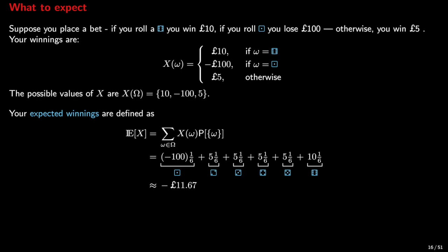Maybe it looked like a good deal because you always win. You always win £5. In one case you win double, you win £10. But if you roll the unlucky 1, you lose £100. So that's not a good deal. You should expect to lose £11 from this game.